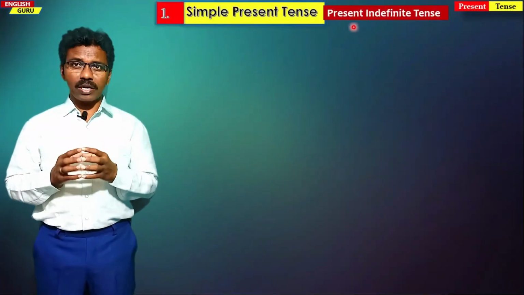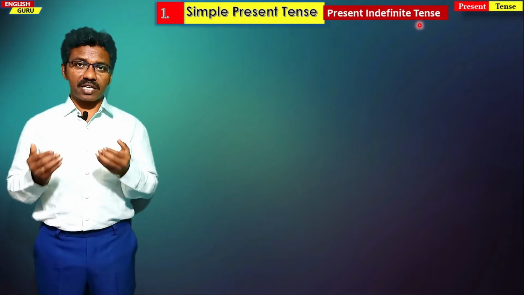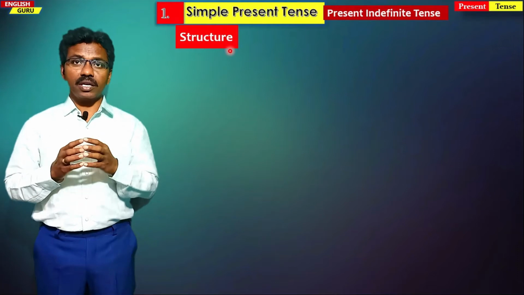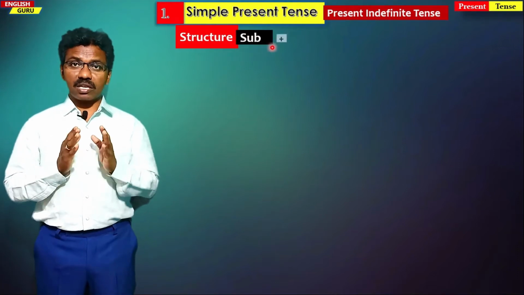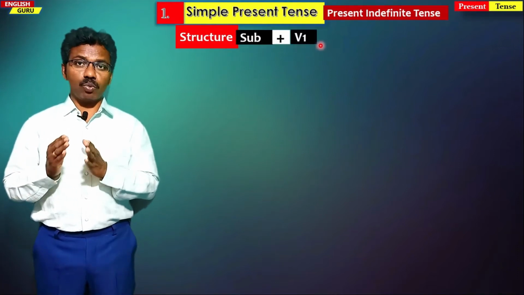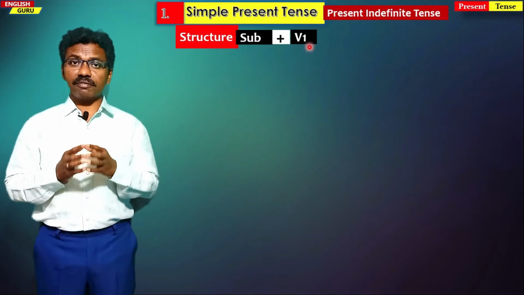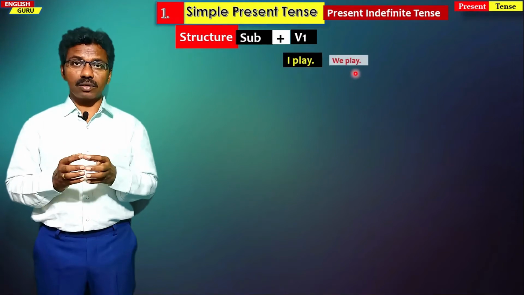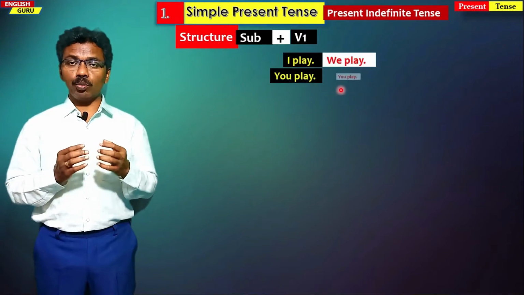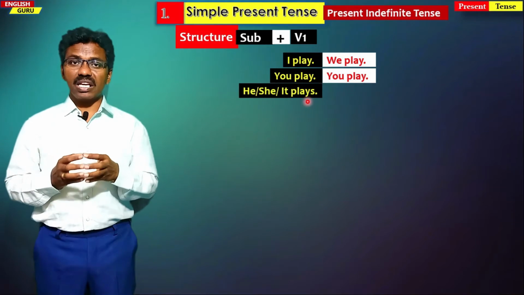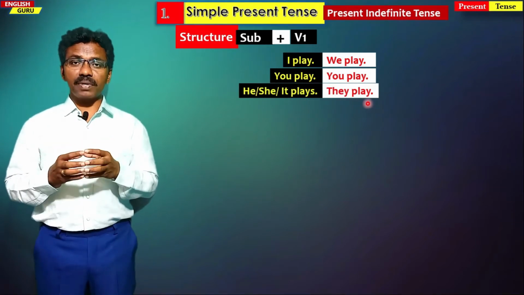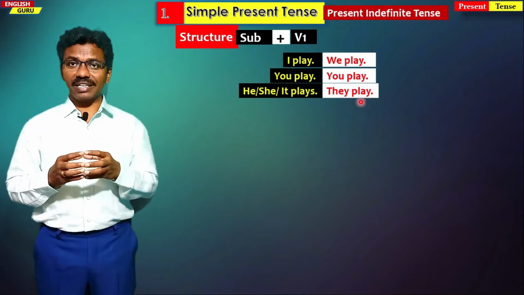First one is simple present tense. It is also called present indefinite tense, and the structure of a sentence in simple present tense is subject plus verb 1. Verb 1 is nothing but the first form of a verb. For example, I play, we play, you play, he, she, it plays, they play. These are all the persons, subjects we have in the English language.